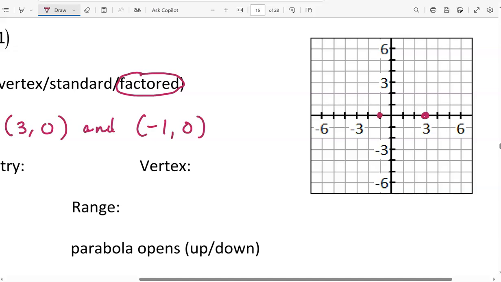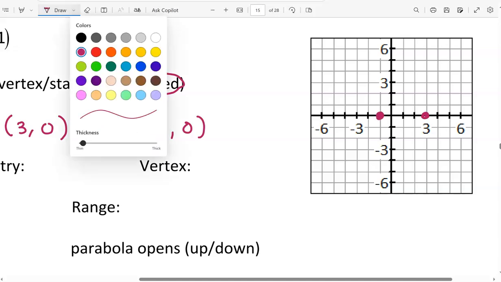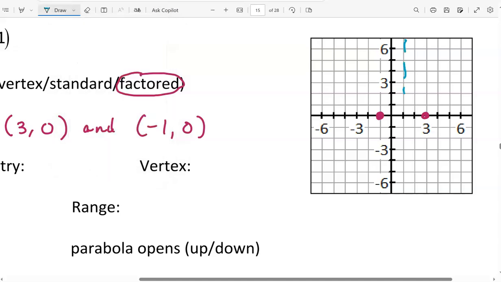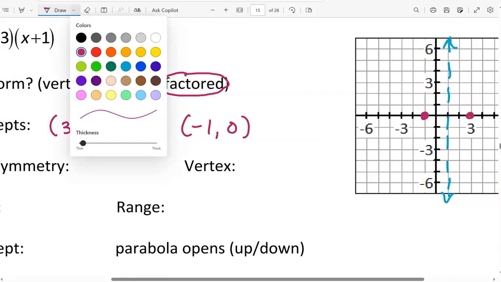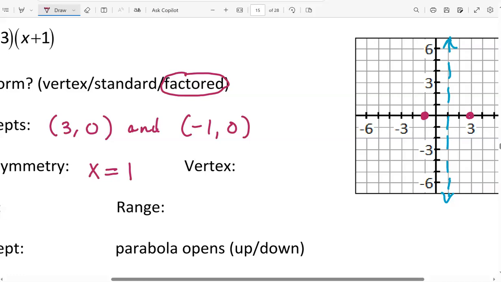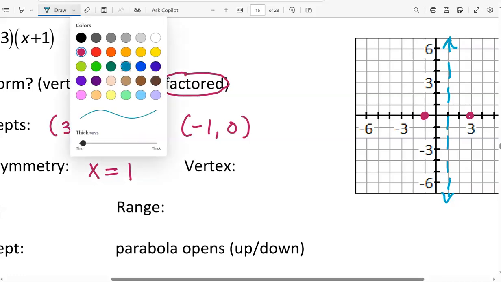(3, 0), (-1, 0). Because of symmetry, we can see that the axis must lie halfway in between those 2 points, or is equidistant from those 2 points. So I'm going to sketch that. And that gives us the axis of symmetry, which is a vertical line, which has the equation x equals 1.